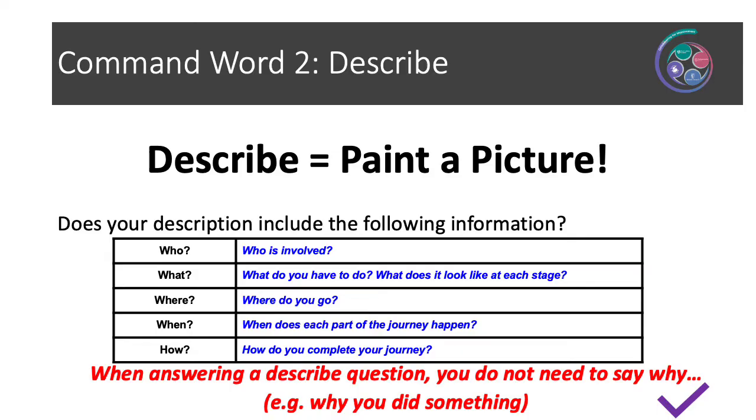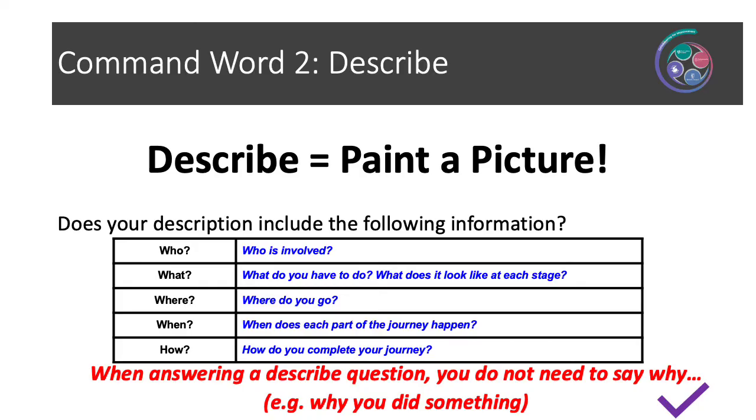So, what is it you actually do to get to school? Where do you go? Whereabouts is your journey happening? When? When does each part of the journey happen? So for example, if you have to walk a certain bit, then you get the bus, then you've got to walk again. So when does each part happen? And how? How do you complete your journey? How do you go about doing it?